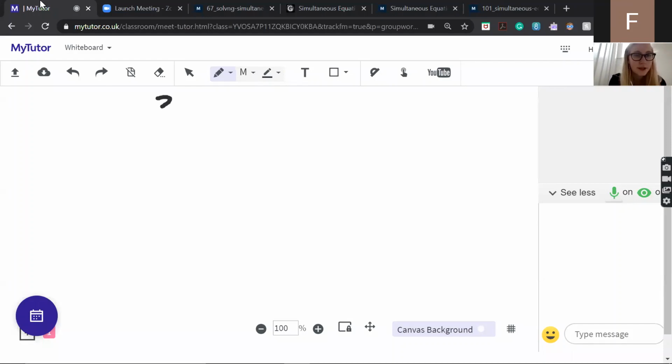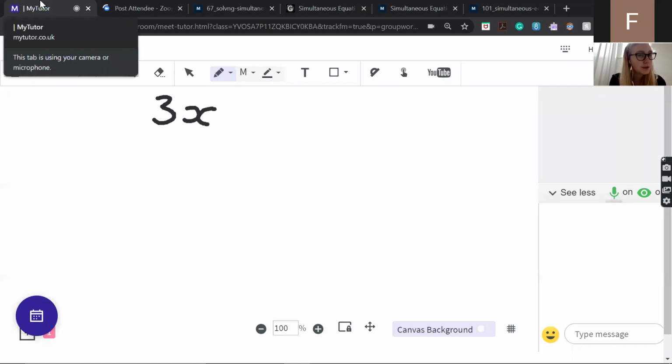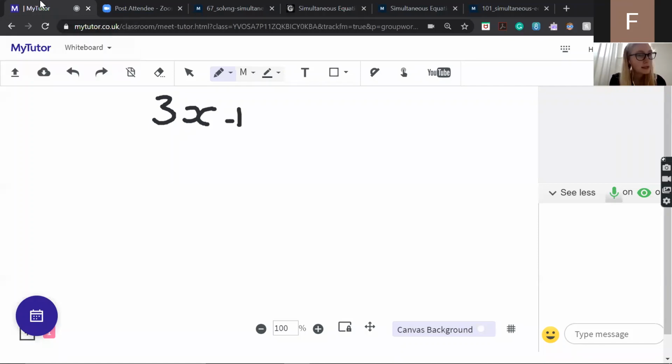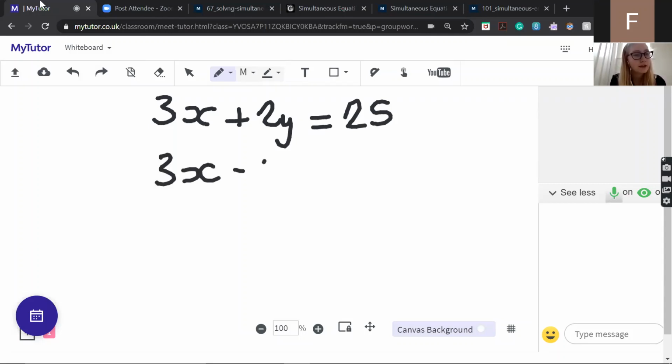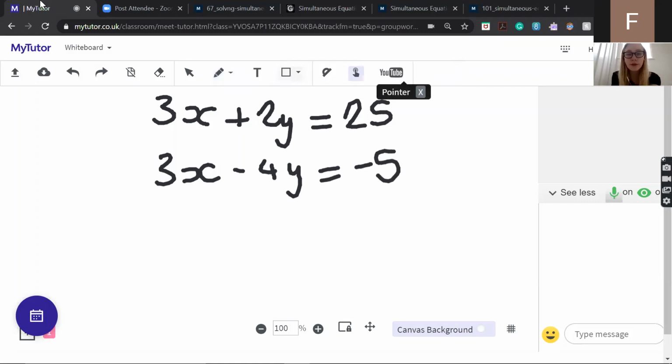So this is what I mean by two equations and two unknowns. Something like 3x plus 2y equals 25. And 3x minus 4y equals minus 5. So if we just had one of these equations by itself, we can't do anything with this. Because like I said before, there are lots and lots of different possibilities for what x and y can be.